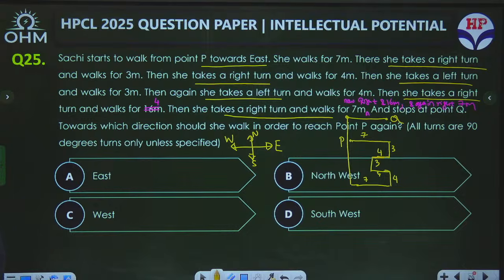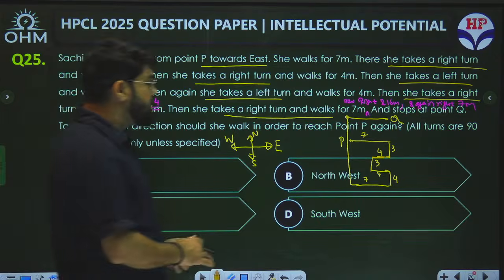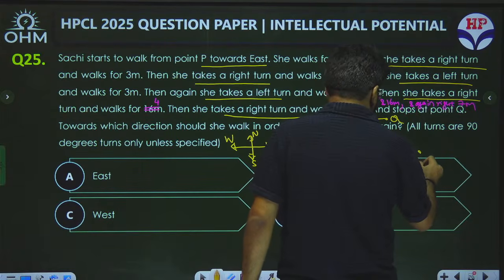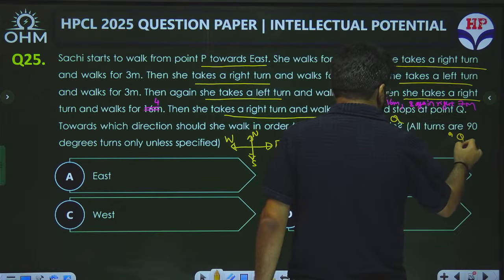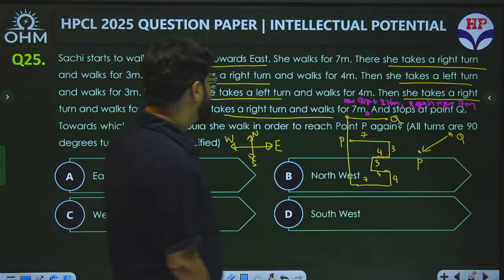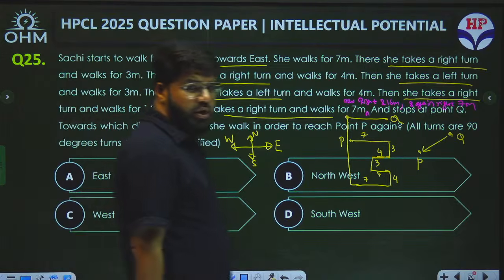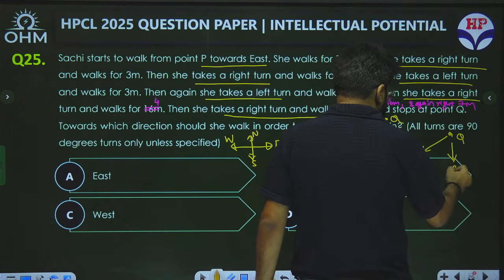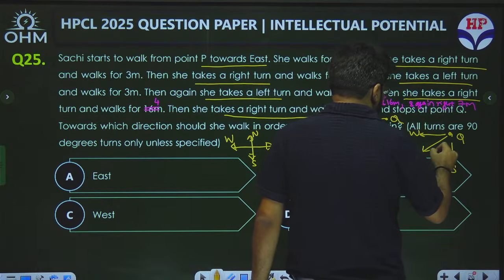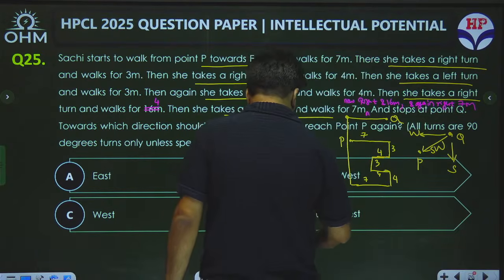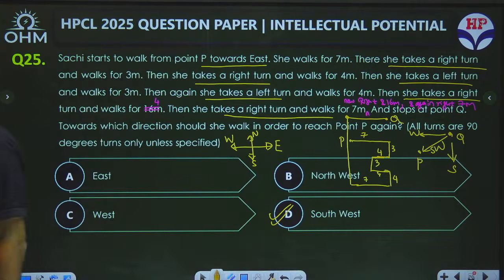Or was it left? She takes a right. Yeah, if this is the correct statement, then what is the answer? Now see, this is like point P, this is like point Q. So from point Q to point P, in which direction should she walk to reach the point P again? So what is this direction? See, this is the combination of south and west. So this is southwest. Then the option will be D, southwest.